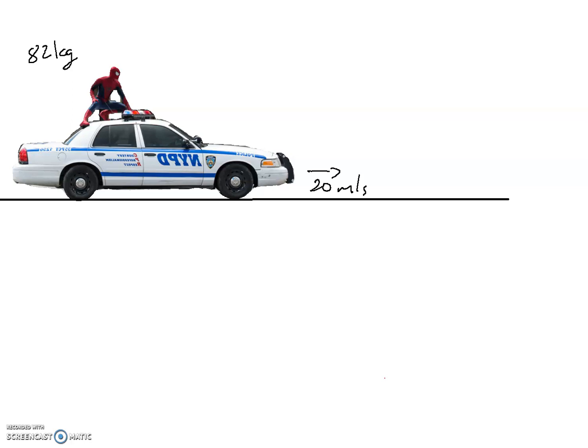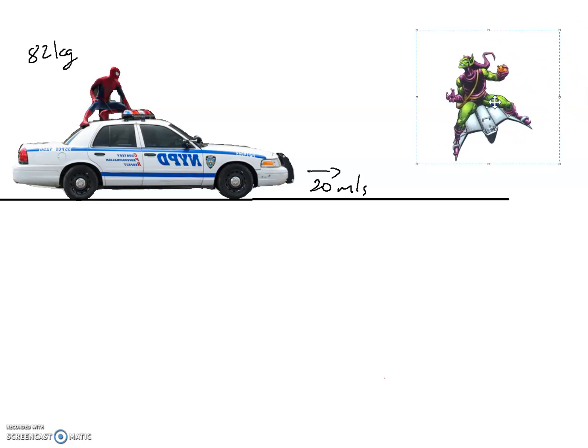So we already have Spider-Man riding on top of a police car, and he's 82 kilograms, and the car is moving at 20 meters per second. So all of a sudden, in comes the Green Goblin. Now the Green Goblin, of course, has his pumpkin bombs, and he's going to take one of his pumpkin bombs and throw it at Spider-Man.